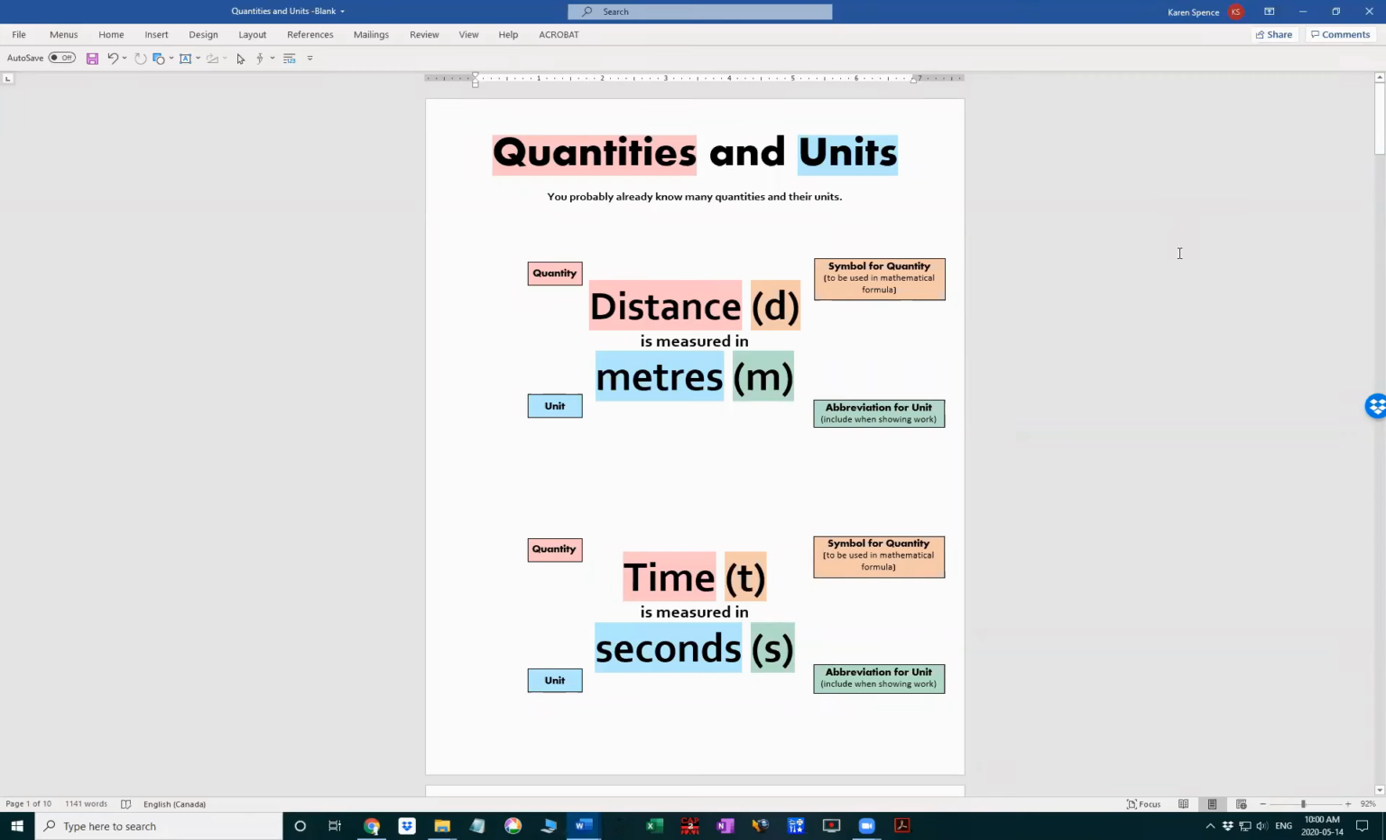This is the Word document that you are going to get in your assignment. We are moving on to physics.